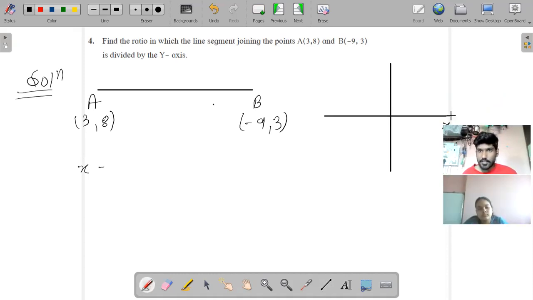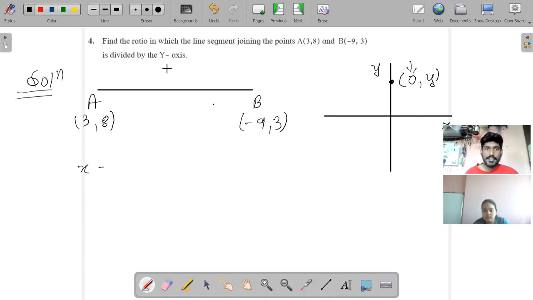So this is the x-axis, this is the y-axis. Now any point on the y-axis, of what form will it be? 0 comma y. The x coordinate will be 0, sorry. 0 comma y. And x comma 0 is on the x-axis.